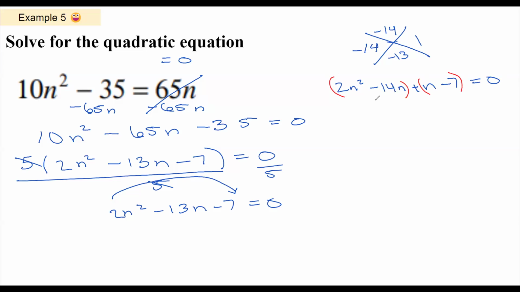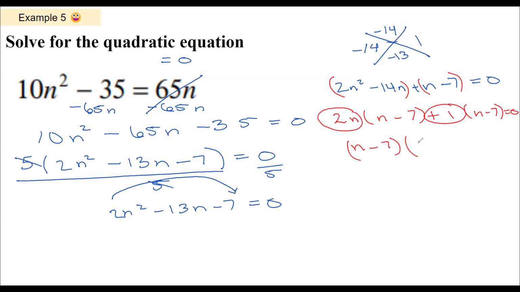Group. My GCF on my first group is 2n. We're left with n minus 7 plus 1 times n minus 7 equals 0. n minus 7 is my first factor. The second factor is 2n plus 1.